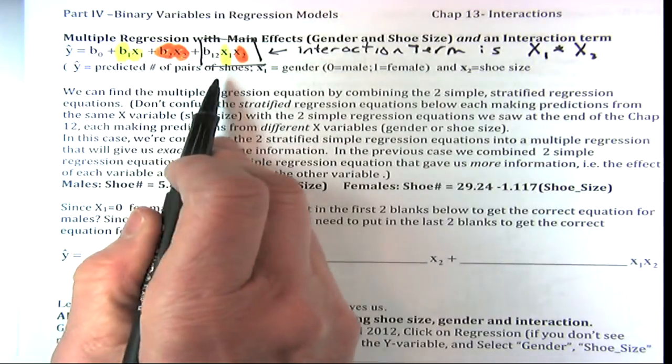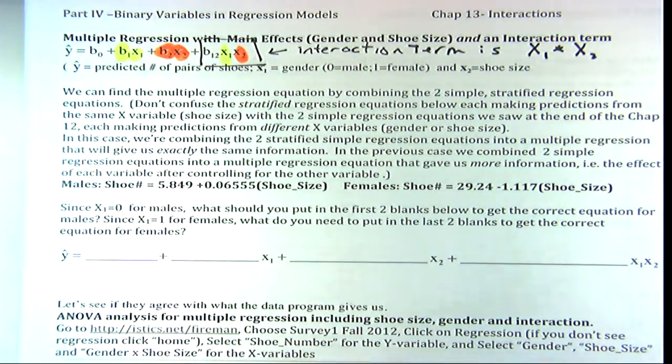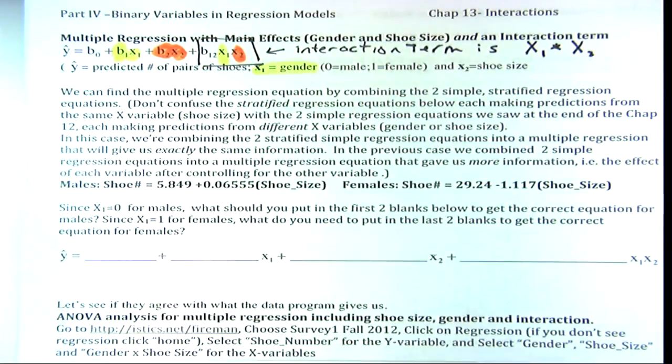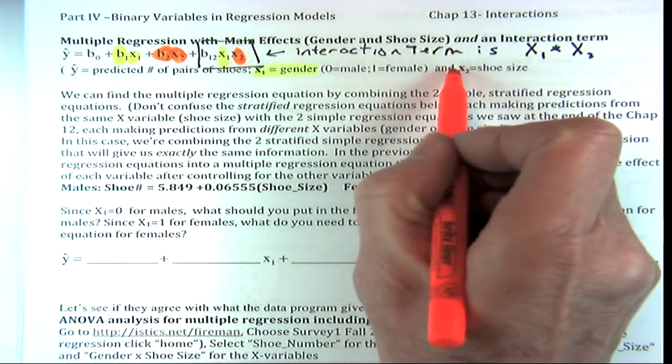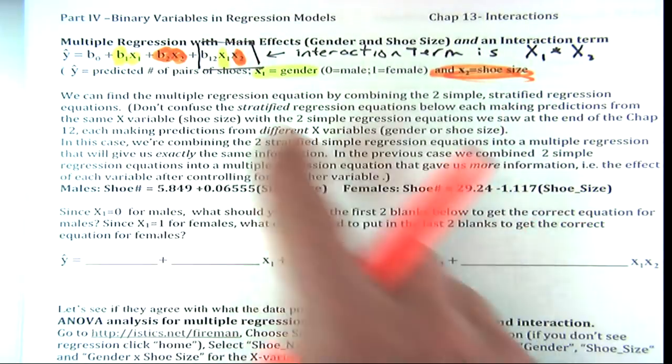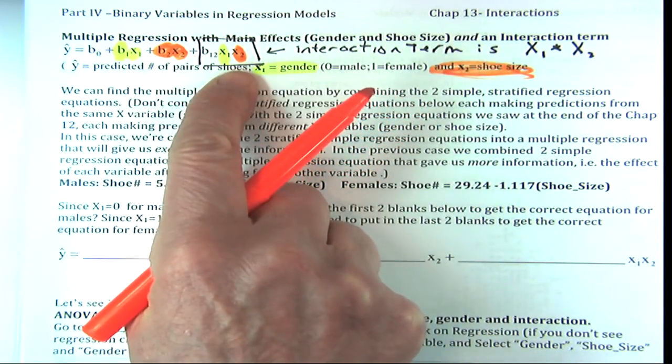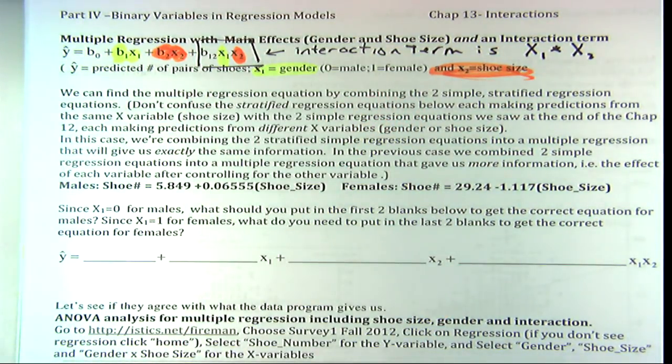And so y is the predicted number of shoes. Let's just keep it straight: x1 is gender, 0 for male and 1 for female. And x2 is shoe size. And this last one is gender times shoe size. All right?